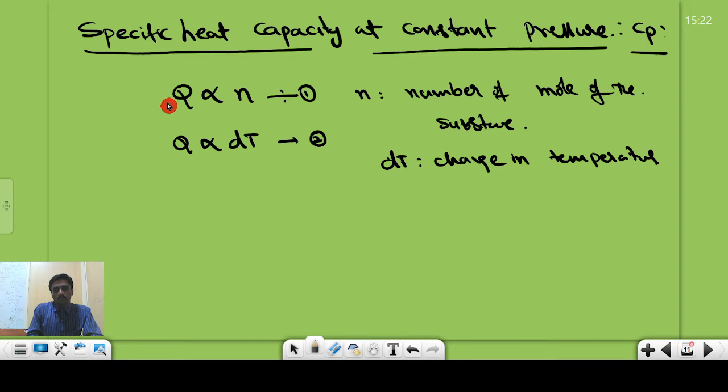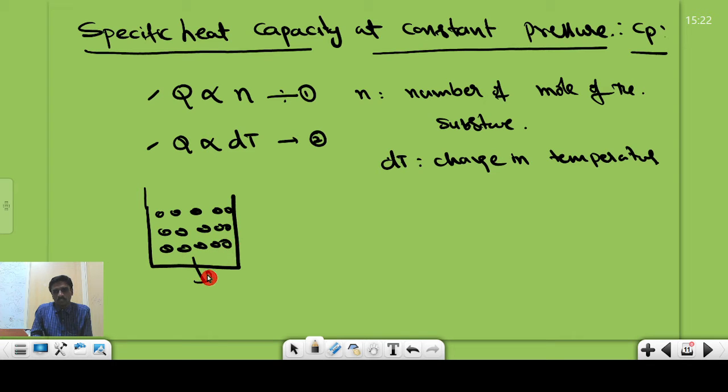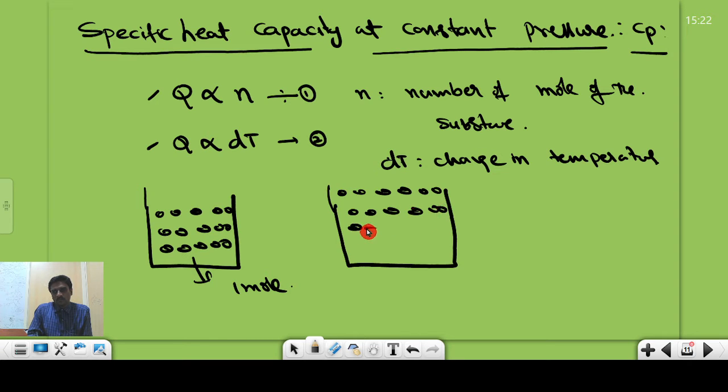To understand these two conditions, let's assume there are two substances. The first one has 1 mole of substance. The second substance has nearly 10 moles of substance. The substance here is generally an ideal gas. So this substance has 10 moles.